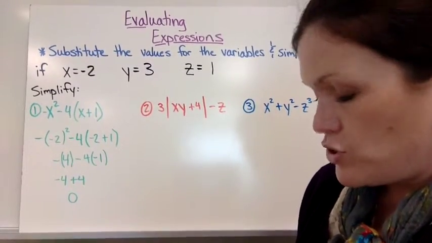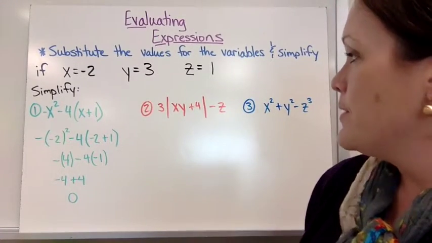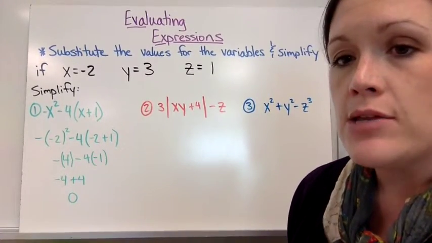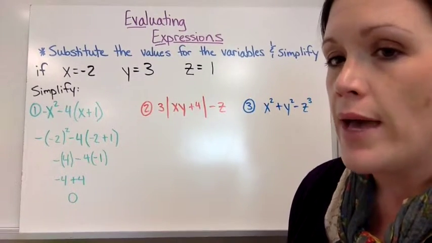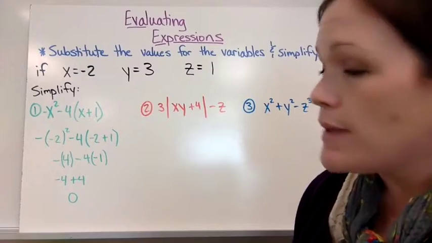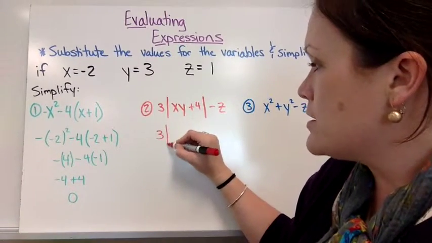Let's look at example 2. So in example 2, we have the absolute value bars. We need to remember that anything in those absolute value symbols are going to come out as a positive, but don't take them away right away, because then you can make a mistake with your problem. So let's keep them in our problem for just a minute.